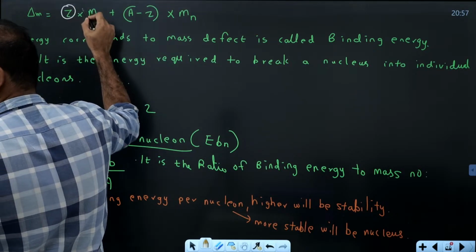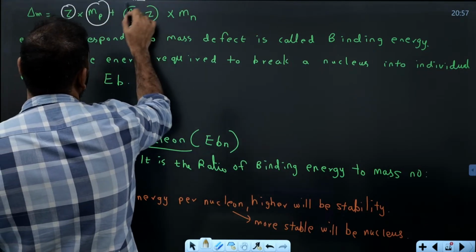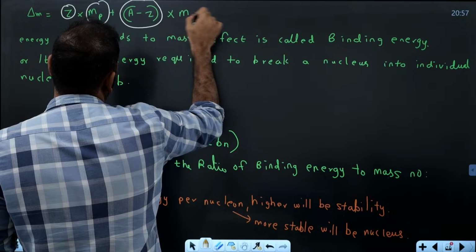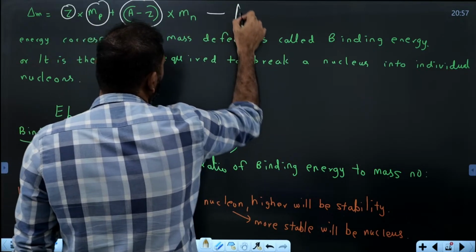Atomic number into mass of a proton plus what? Number of neutrons into mass of a neutron minus mass of the nucleus.